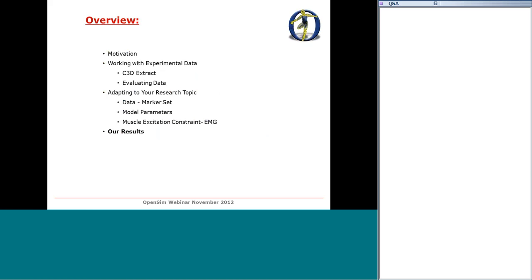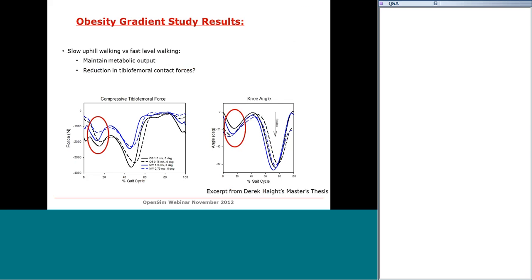I'll conclude this talk by presenting a few sample results from our analysis of obese locomotion biomechanics. In order to evaluate whether slow uphill walking would be a safer form of exercise in the obese compared to fast level walking, we used OpenSim to estimate the tibiofemoral joint contact forces at a number of speeds and grades. We found a reduction in the first peak of these bone-on-bone forces during slow uphill walking, but no change in metabolic output. So we're looking here at this first peak.